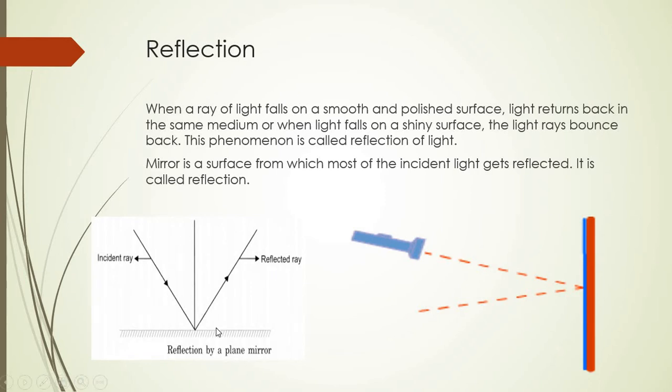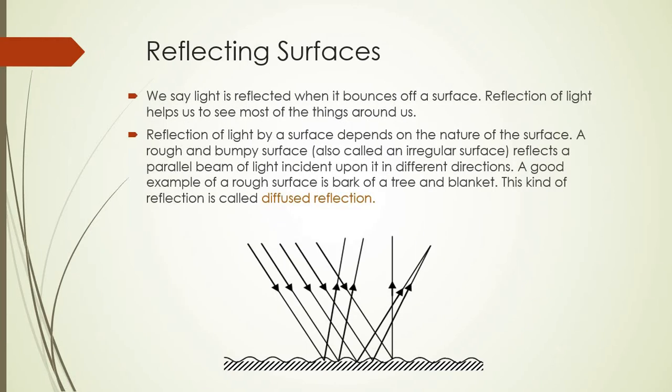A mirror is such an object which is able to reflect all the incident light which falls on the surface of the mirror. Incident ray means the ray which strikes the surface. Reflected means bounces back. The ray which bounces back from the surface is referred to as the reflected ray. As you can see from this torch, an incident ray is coming and it is reflected back in the same medium, in the air, and this phenomenon is called reflection of light.